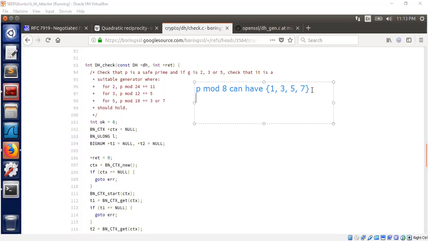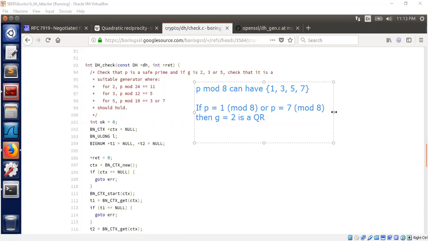So we looked at the theorem, right? If P mod 8 is 1 or 7, they call it plus or minus 1, then we have learned that G equal to 2 is a quadratic residue. Okay, that's for sure. We learned that.